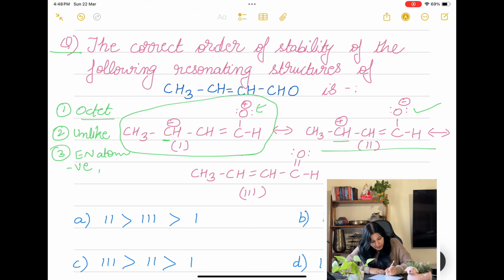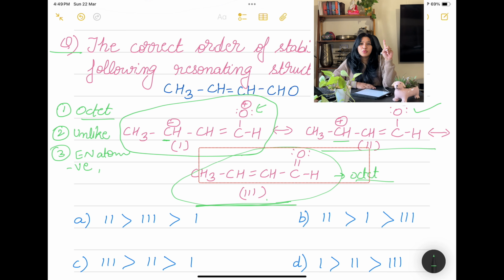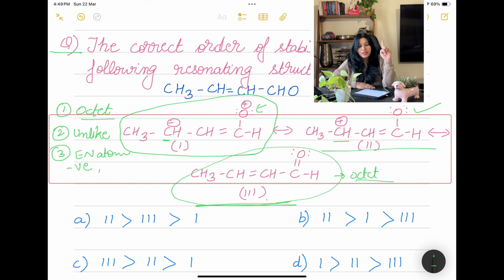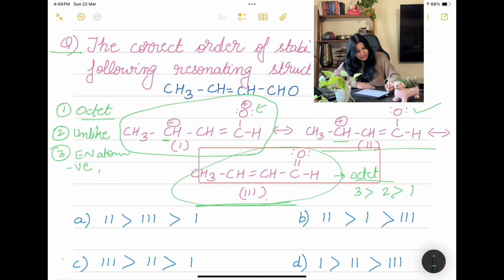Let's have a look at the third one, please. In the third one, I can see there are no charges, which is great. Secondly, I can see the octet of all the atoms is complete, which is the number one rule of stability that we give, that the octet for all the atoms should be complete. So therefore, the complete order is going to be 3, very stable, then 2, then 1, which aligns with option C. Option C is the correct option here.